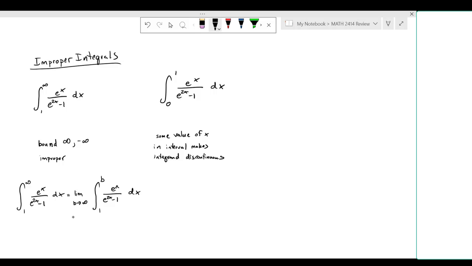Part of the setup is part of the grade. This is the very definition of an improper integral. It's really a limit of a definite integral. And then you would find the antiderivative.